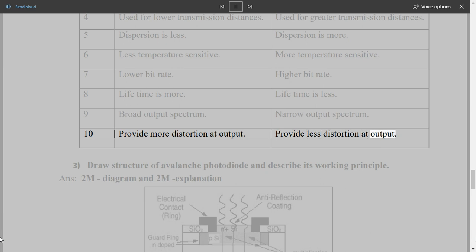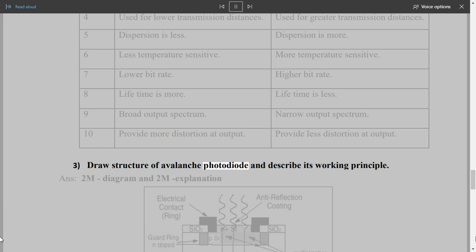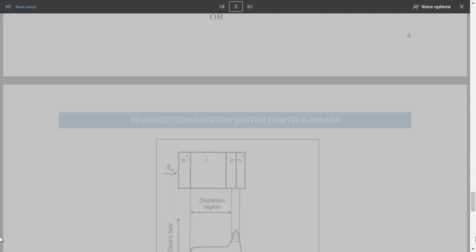3. Draw the structure of an avalanche photodiode and describe its working principle. Answer: 2 marks diagram and 2 marks explanation. Or schematic of an elastic tube splice.